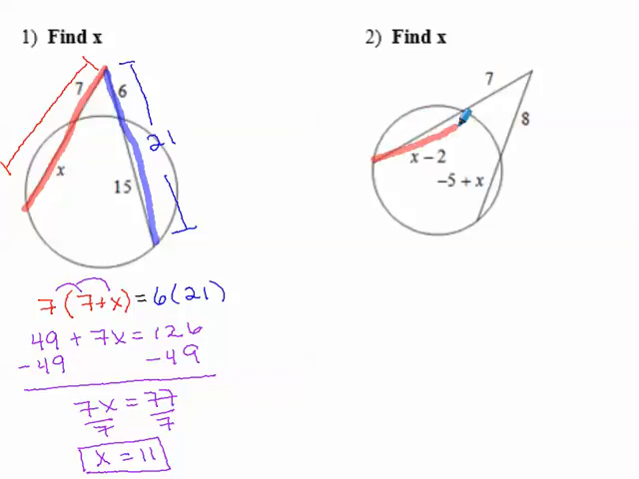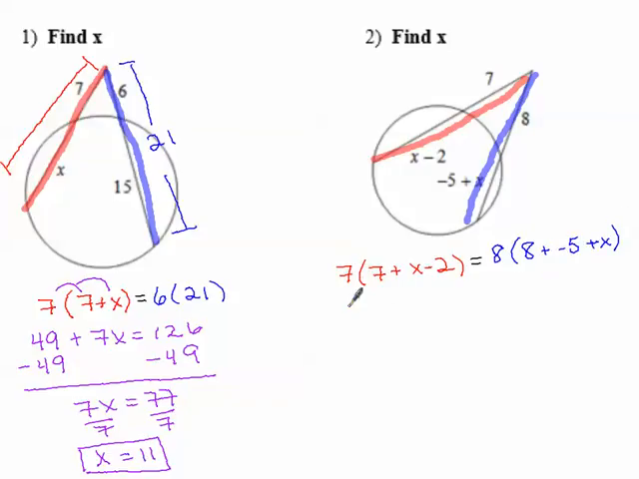Once again, I'm going to highlight one segment in red, the other one in blue. Notice my lines aren't straight, I apologize. So on the red segment, the part outside the circle is 7. The entire thing is 7 plus x minus 2. What does that equal? Well, in blue, the part outside is 8. The entire thing is 8 plus negative 5 plus x. I'm going to start by combining my like terms in the inside of these parentheses. I have a 7 minus 2, so it's going to be x plus 5. On this side, 8 plus negative 5 is 3 plus x.